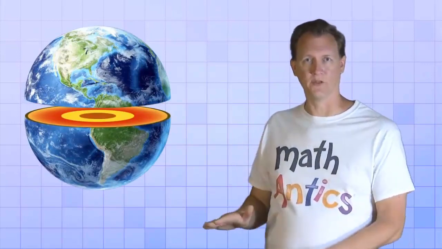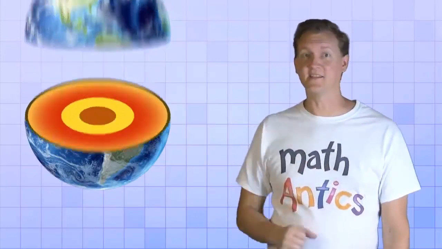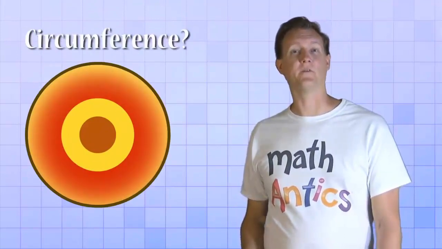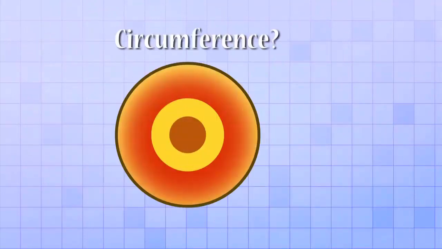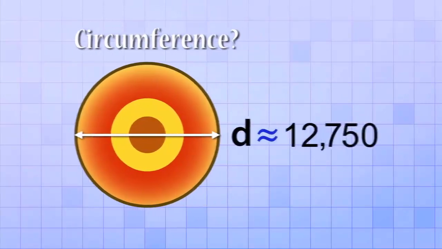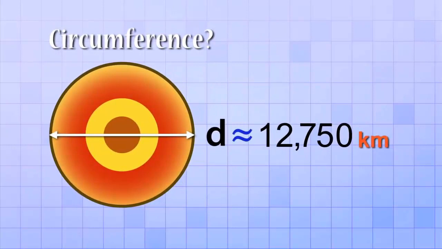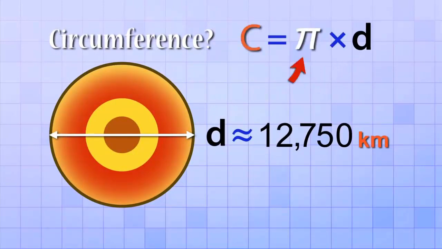Here's the real world, which, as you probably know, is a sphere. But if we take a slice of the world right at the equator, that slice is a circle. Let's find the circumference of that circle. To do that, we need to know the diameter of the Earth. That turns out to be about 12,750 kilometers. Great. Then to find the circumference, we just need to multiply that diameter times pi.